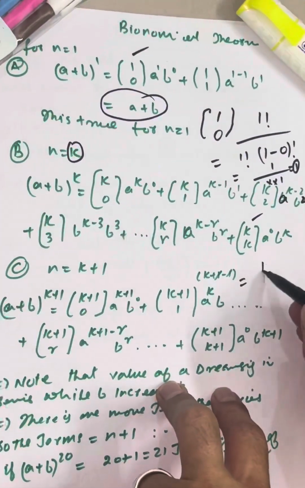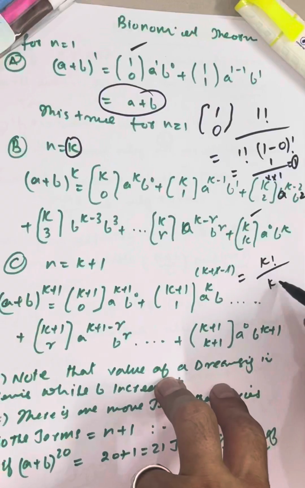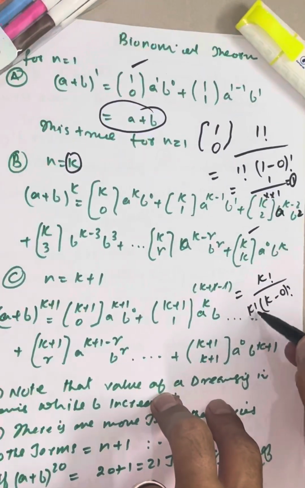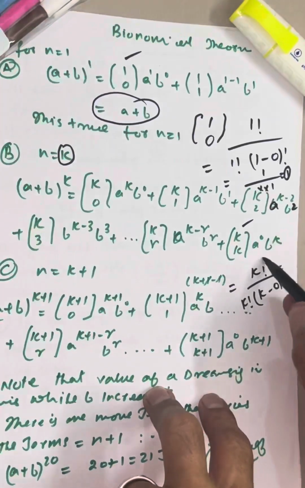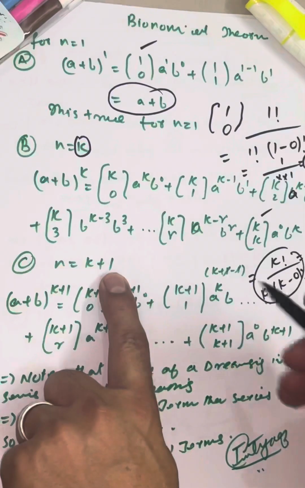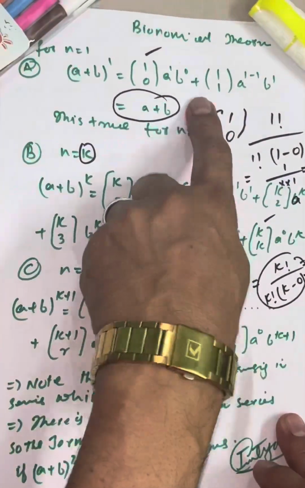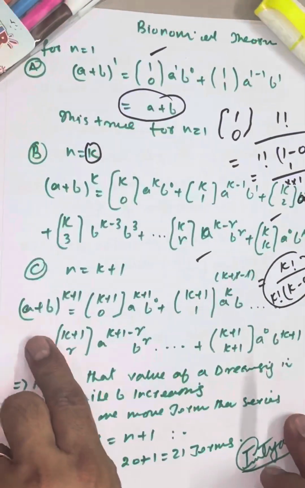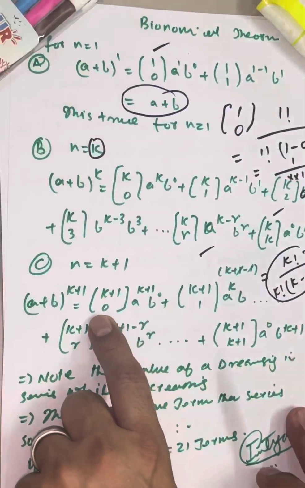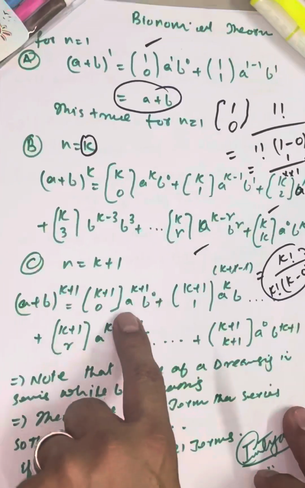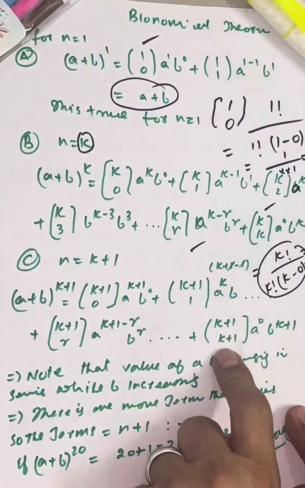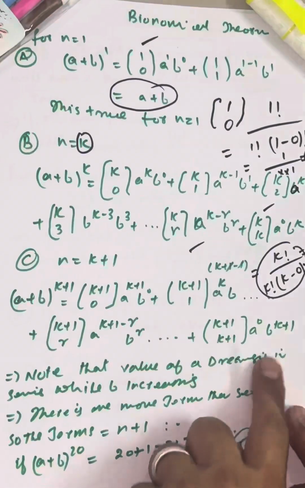If you want, you can further find kC0 as k factorial divided by (k minus 0) factorial and k factorial. So this is true for n equal to 1, it's true for k. And when you put n equal to k plus 1, this is the formula, the same thing, you put k plus 1 here. So we get (a + b)^(k+1) = (k+1)C0 and so on.